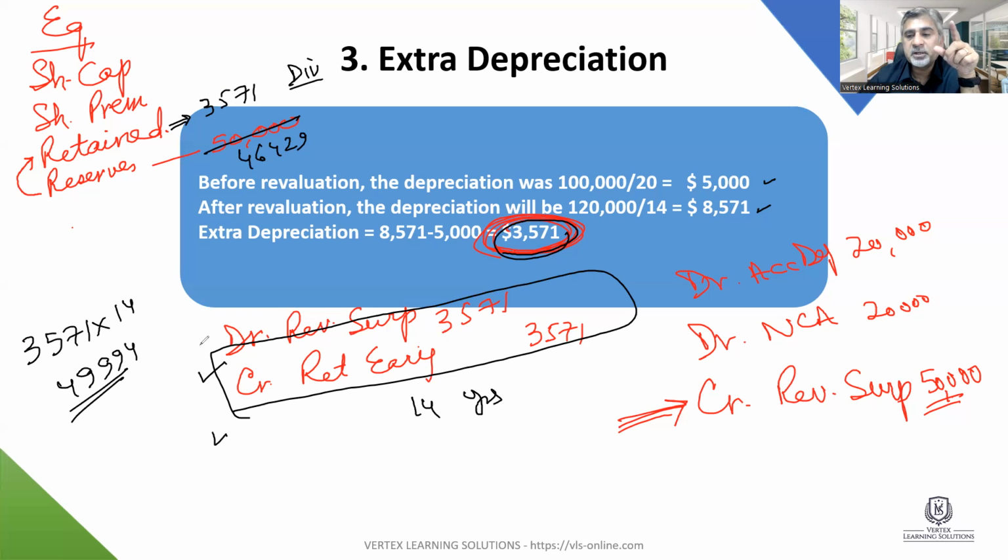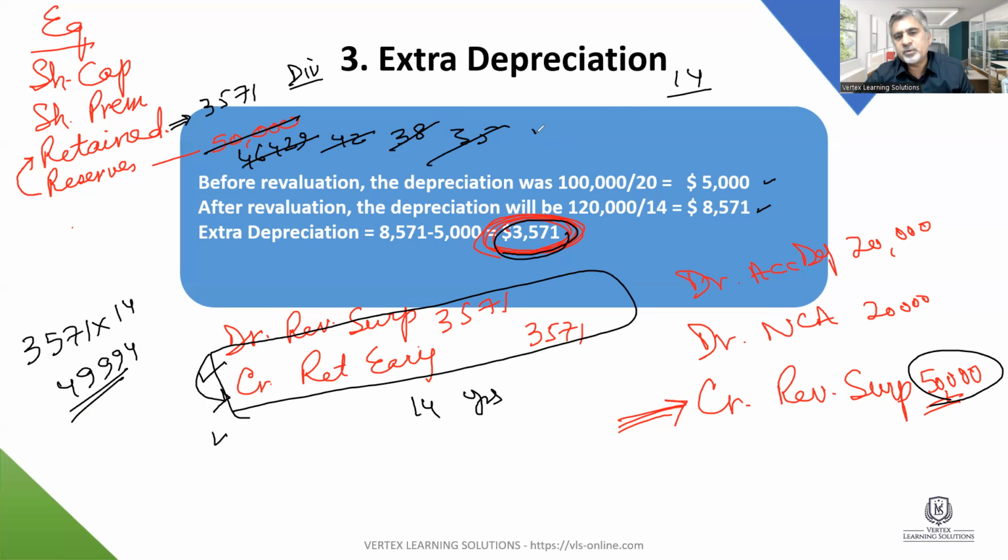So you asked me this question, when will I get my 50,000? If I don't sell this asset, will I never get it? The answer is, I will give it to you on an annual basis. This extra depreciation every year, I will transfer from revaluation surplus to the retained earnings account, and from the retained earnings account, you can take your dividend home. And what will happen next year? Again, I will decrease it. It will become 42. Then I decrease it, become, I don't know, 38. Then I decrease it, become 35. And in 14 years, as the asset life finishes, this will also become zero.